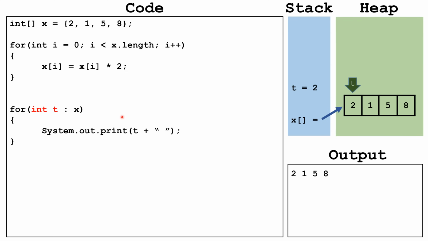We start by declaring t and setting it equal to the value inside index 0, so t equals 2. Now we're going to print off t and a space. Now we'll move t to index 1, so t will hold the number 1. Then we'll print off the value of t, which is 1. We'll go through again. T will take out the value 5. Then we print off the value of t. Our last time through, t will pull out the value 8. Then we'll print off the value t.